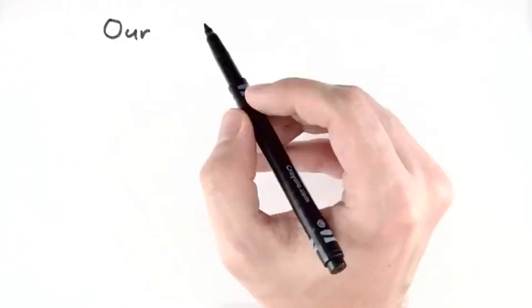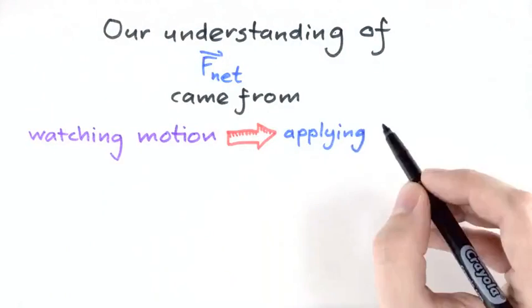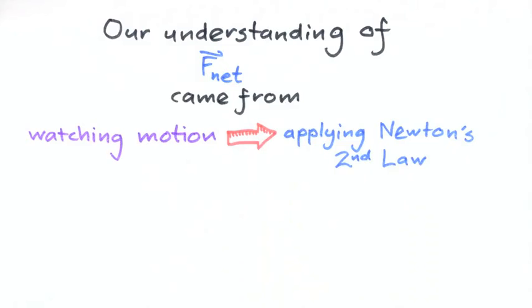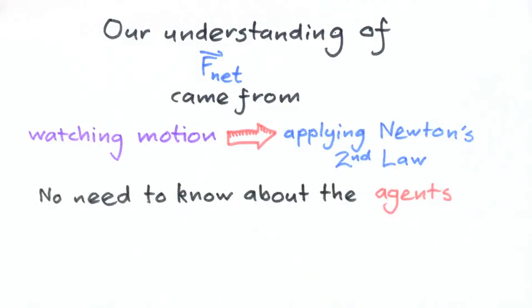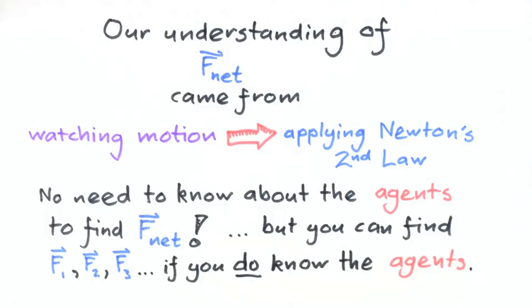Notice in all of our discussion today, all of our understanding about Fnet in all of these cases came through watching the system move and applying Newton's second law. We can learn specifics about Fnet in these cases without even knowing what agents in the surroundings were acting on the system, and even without knowing anything about the system itself except its mass. Of course, if we know more specifics, like if we can identify the agents and corresponding interactions, then we can solve for the direction and magnitude of one or more of those specific interactions. We'll do some examples like this in our next lecture.